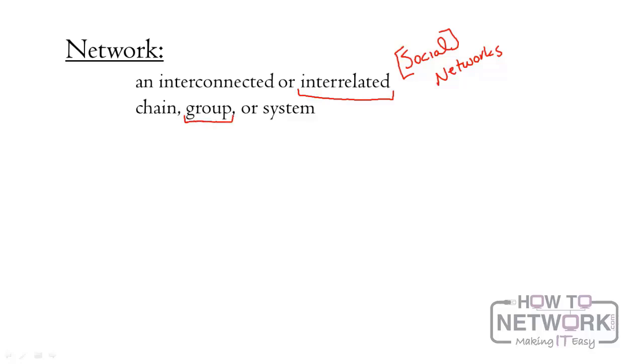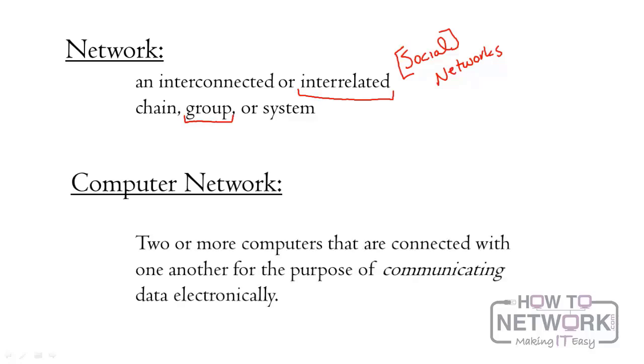Now, based on that, a computer network is the interconnecting of two or more computers that have a basic core purpose of communicating electronically. So, the purpose of a social network is to communicate with individuals about a specific topic. On a computer network, we need to communicate data electronically, and that's the thing that joins us together. The internet is one really large computer network, and we will see how that comes into play later on in this course.